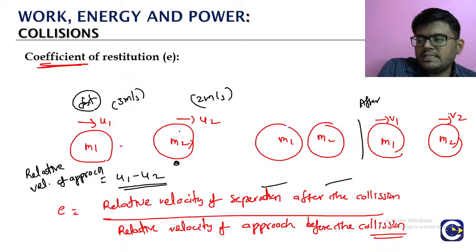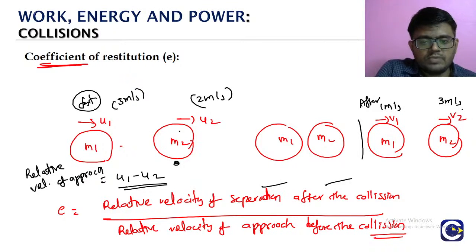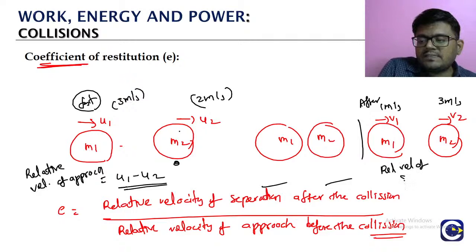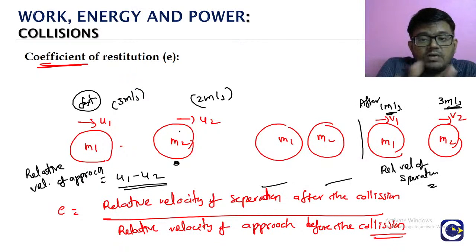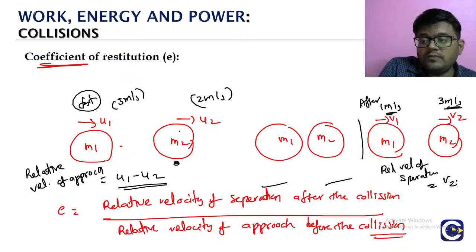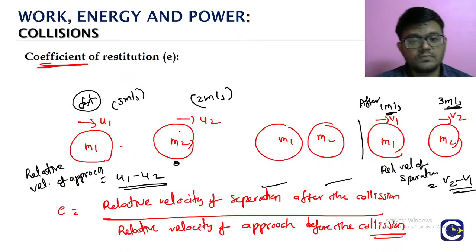Now after the collision, let's say the object m2 is moving with a velocity 3 meter per second. Then m1 is going to move slow in comparison to m2. m2 is the one that moves faster. So here, what is the relative velocity of separation? It is going with 3, and this is going with 1. So 3 minus 1, which is v2 minus v1. That is the relative velocity of separation.